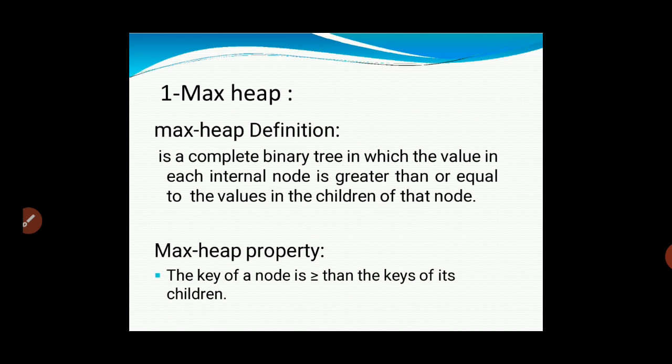And all the internal nodes, external nodes, that means sometimes the node is a root node. So the root is also a parent, and internal nodes are also parents, but it is always greater than or equal to its child. We call this type of complete binary tree a max heap.